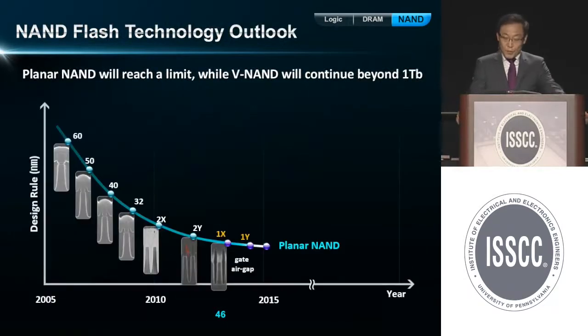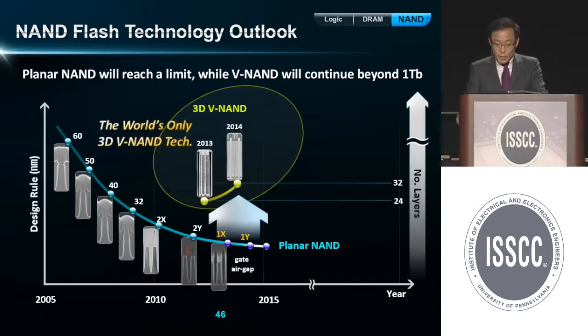We believe 2D NAND will only last for a couple more generations. It will probably stop near 10 nanometer to give way to 3D vertical NAND, which only Samsung has successfully manufactured. 3D vertical NAND is currently being used in our leading SSD products.